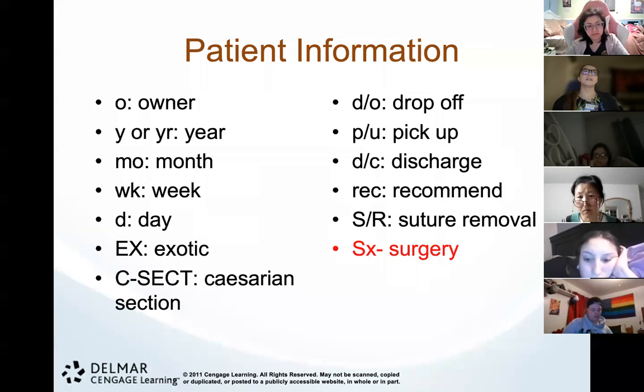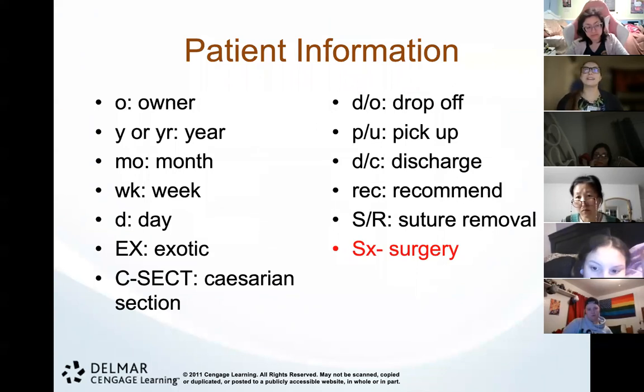So how long do I wait to remove sutures? I want to see a few more answers in there before I let you guys know. Okay, I'm seeing like a week, 10 days. Awesome. So I'm actually going to tell you a range.